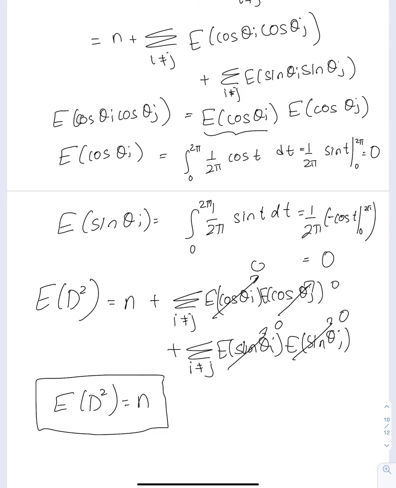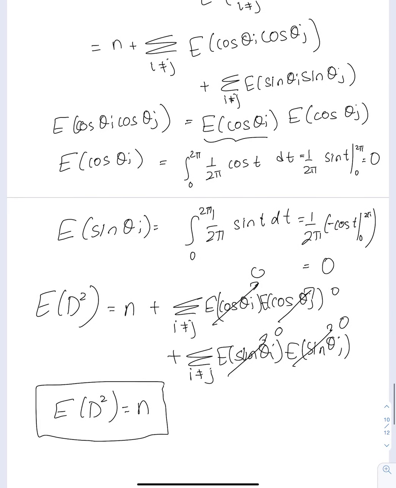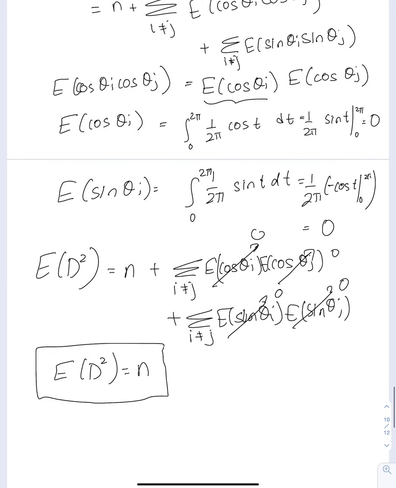So the expected value of the square of the distance that you are from the initial position after n steps is in fact n.